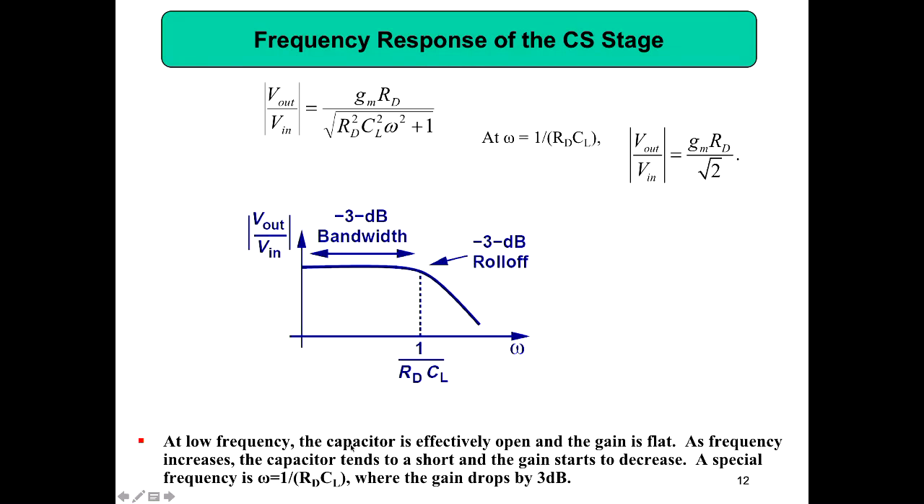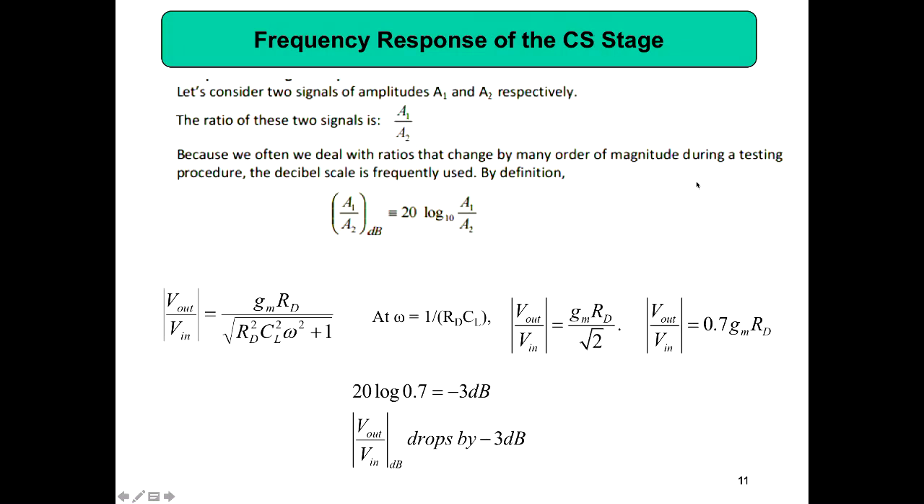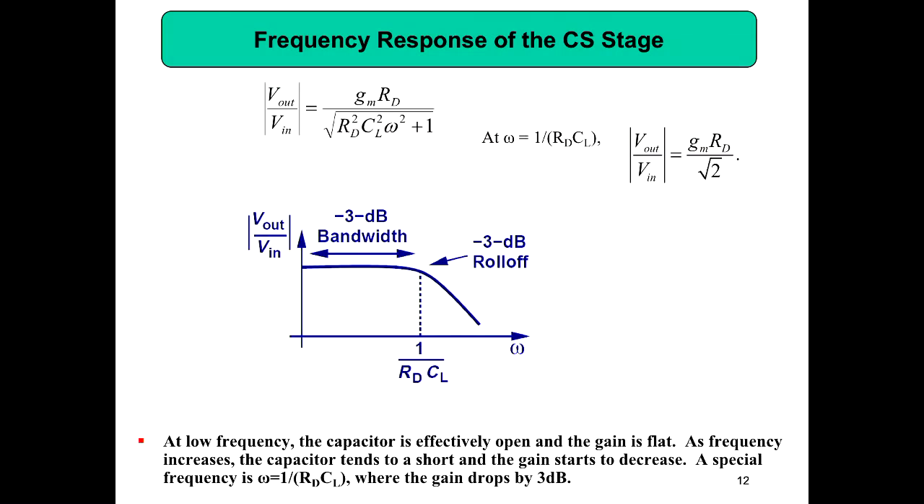At low frequency, the capacitor is effectively open. Why it is happening, we already understood the concept. At low frequency the impedance is very high, so the capacitor is kind of open. But at high frequencies, as the frequency increases, the capacitor tends to short and passes the signal to the ground, so the gain starts to decrease. Short means shorting the high frequency components through it.